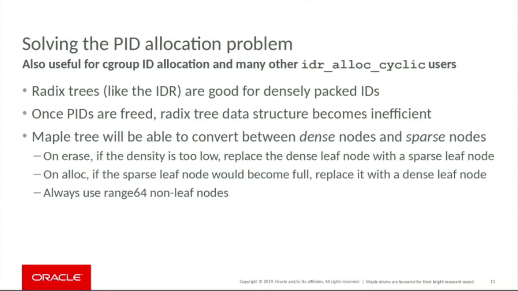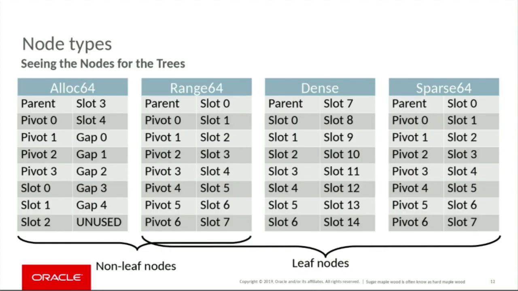So the idea with the maple tree is that we are going to add a couple of different kinds of nodes. What we've talked about so far has been optimizing for storing a range of IDs which map to a single value. Now we also want to optimize for single values which map to a single pointer, but are distributed in a sparse fashion. So we added a couple of new node types: a dense and a sparse 64.